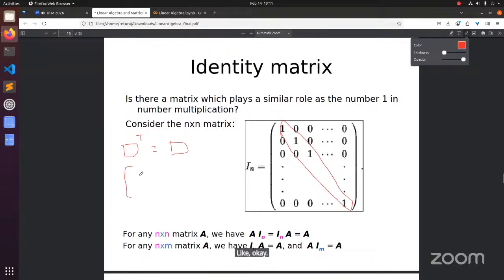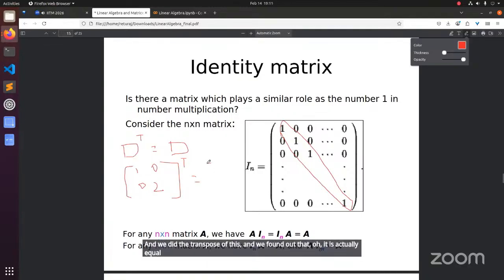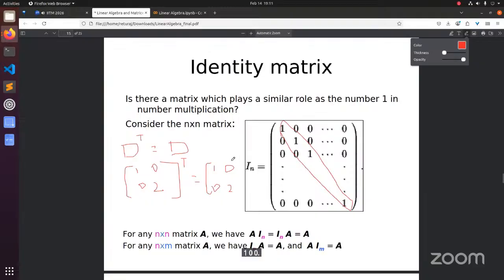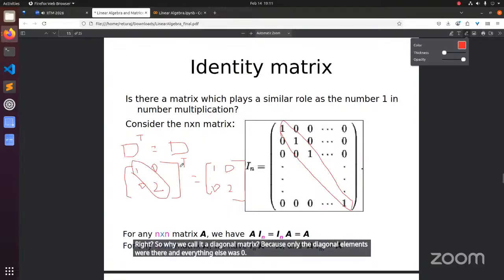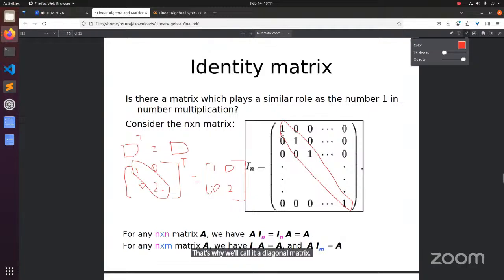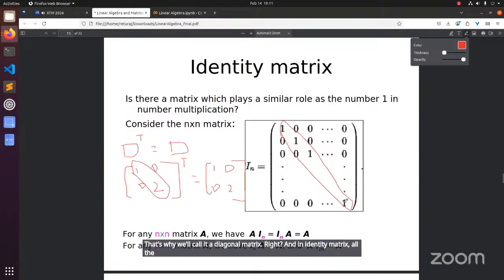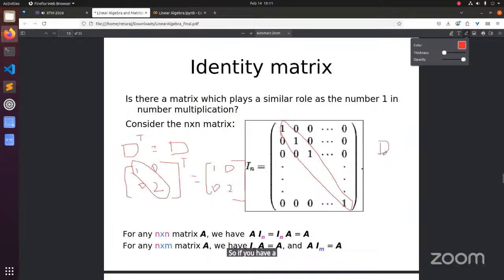Let me just try recalling. So we have this 1, 0, 0, and 2. We did the transpose of this and we found out that it is actually equal to the same matrix, 1, 0, 0, and 2. Right? So why do we call it a diagonal matrix? Because only the diagonal elements were there and everything else was 0. That's why we call it a diagonal matrix. And in an identity matrix, all the diagonal elements are 1. They are not different, they are all equal to 1. So if you have a diagonal matrix with 1s, it's called an identity matrix.